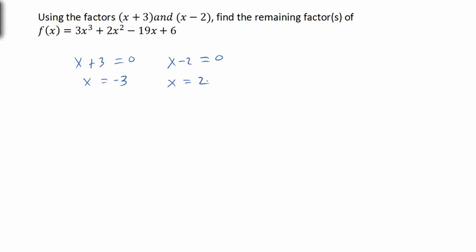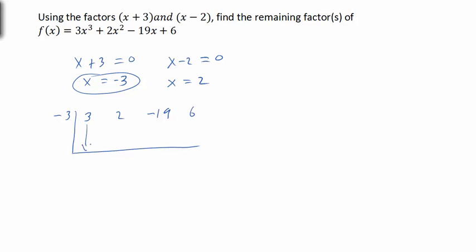So I'm going to start. It doesn't matter which one you start with. I'm going to start with the -3. So I'm going to pull the -3 out front. And then we want to bring down our coefficients, and again, make sure they're in descending order, x cubed, x squared, x to the first. So the coefficients are 3, 2, -19, and 6.